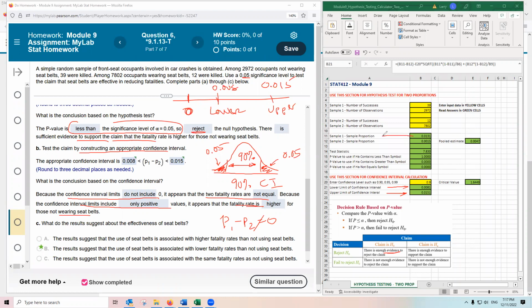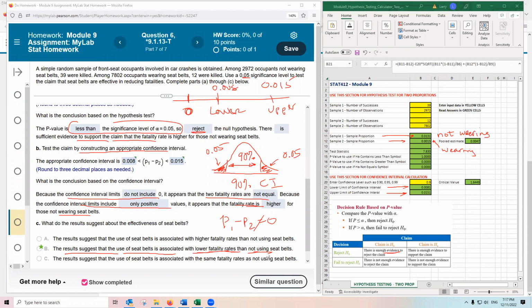This proportion, this was not wearing seatbelts. Right? The proportion was like 1% killed. Here's the proportion wearing seatbelts. Well, that's like 0.15%. So definitely it looks like the data is telling us that the proportion of people getting killed not wearing seatbelts is much higher than proportion getting killed wearing seatbelts. So here's our conclusion. The results suggest using seatbelts gets you lower fatality rates than not using seatbelts.